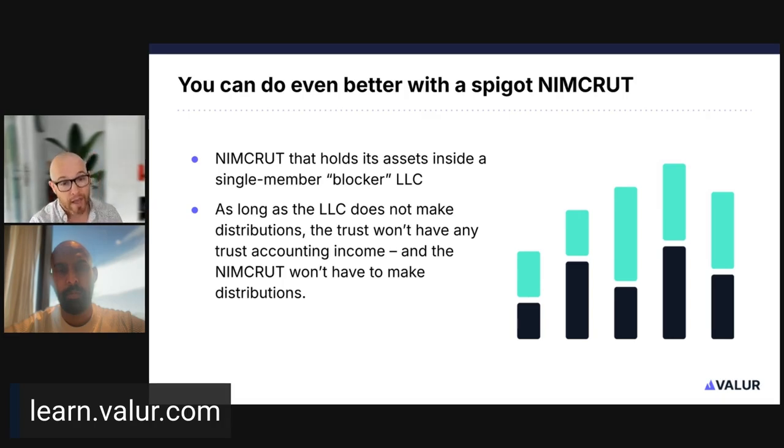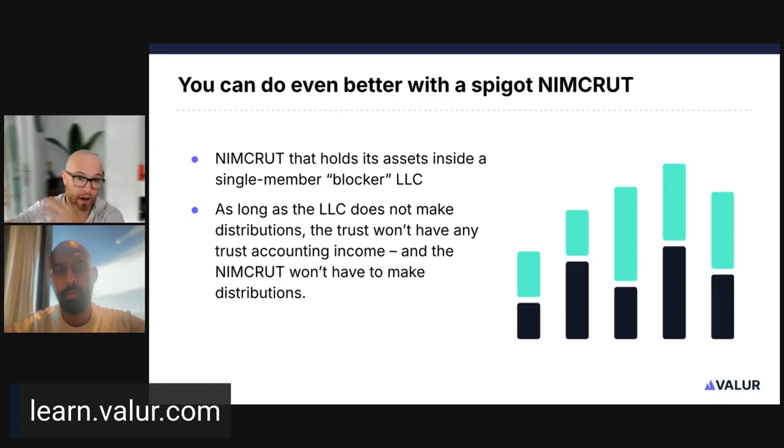Then down the road, when you decide it is time to take some distributions, you've reached retirement or you want to buy a house or you want to send your kids to college, you then take some of those realized gains from the LLC and distribute them up to the NIMCRUT. Now the NIMCRUT sees those gains, recognizes them, has accounting income, and distributes.